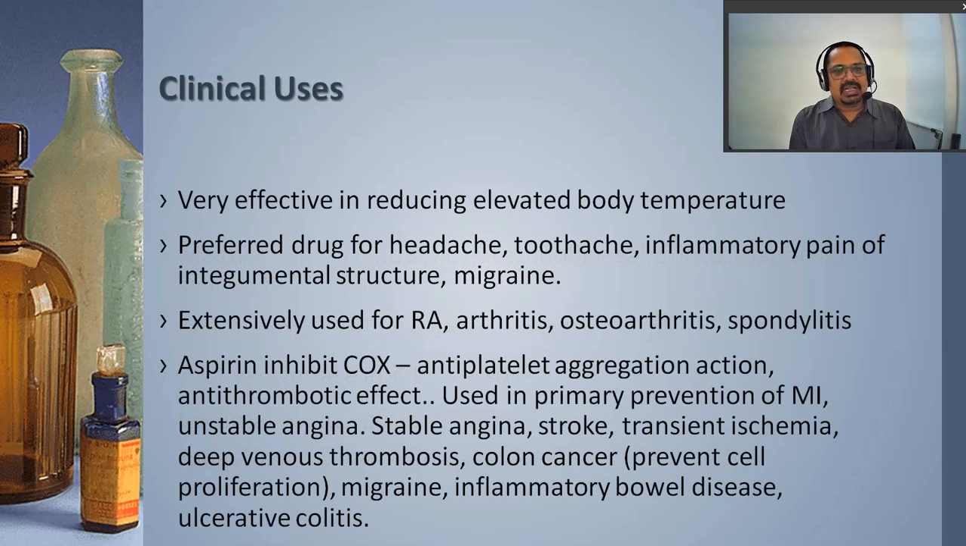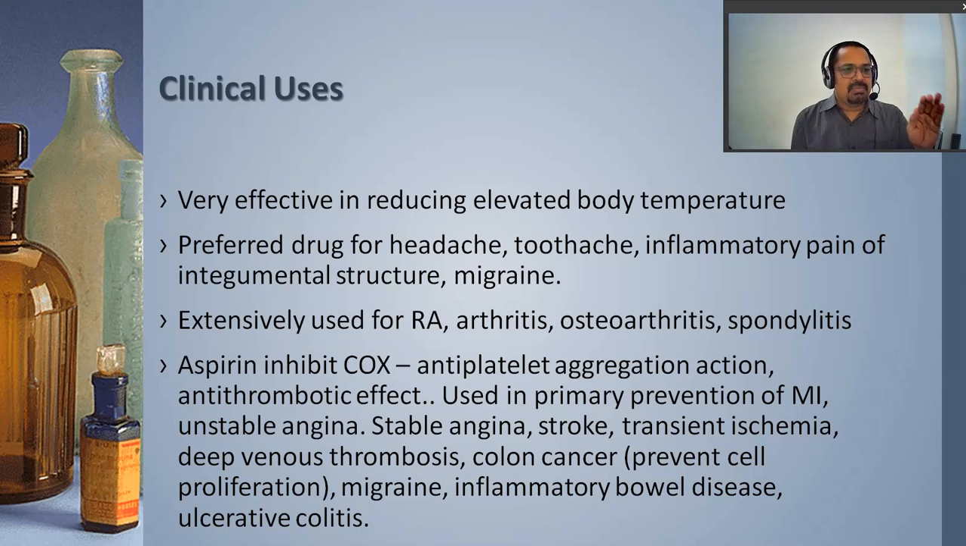As far as the clinical applications of these agents, that is salicylic acid and their derivatives, are concerned, they are effective in reducing elevated body temperature. They are a preferred drug in headache, toothache, or inflammatory conditions arising from the integumentary structure, that is the skin, and the migraine type of pain, which is effectively reduced by the salicylate. They are extensively used in rheumatoid arthritis, osteoarthritis, and spondylitis to reduce the fever and pain only.